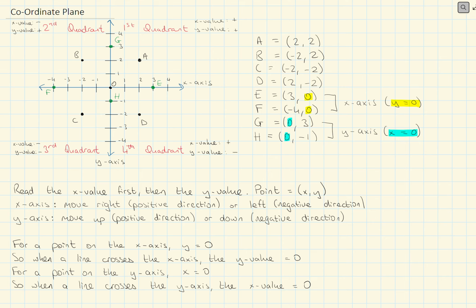Okay, so there's the coordinate plane. The most important thing, as always, is you read your x value first, your y value second. You put rounded brackets for the point and a comma between the two coordinates. So we have an x coordinate and a y coordinate. Okay, and that's us done.